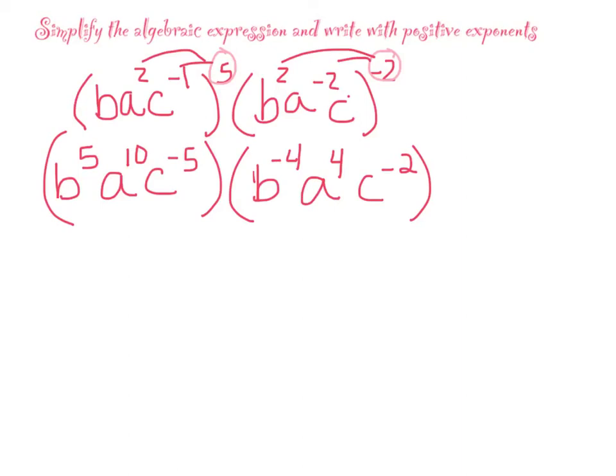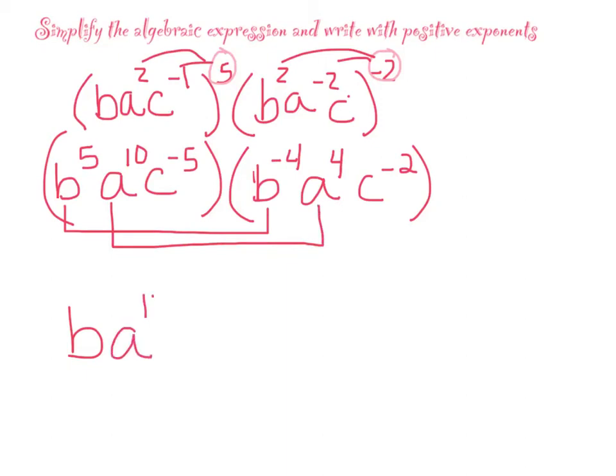Now we can multiply the like parts together, and when we do we're just going to add the exponents. So we have b to the 5th times b to the negative 4th. Well, 5 minus 4 is 1, or just b. Then we can multiply the a to the 10th times the a to the 4th. We add the exponents, and we get a to the 14th. And we'll multiply c to the negative 5th times c to the negative 2nd. Negative 5 plus negative 2 is negative 7.